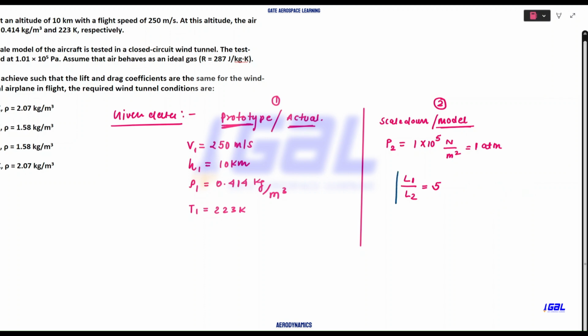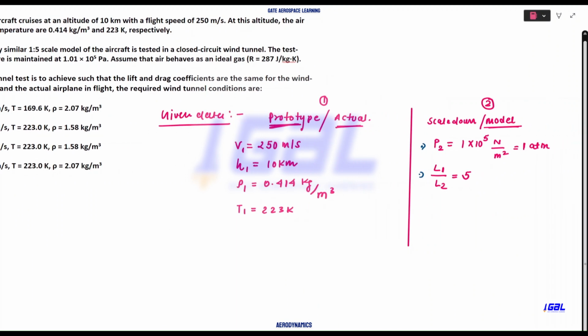So generally students make mistakes here. If you take L2 by L1 is equal to 5 and put that value in the equations, then definitely your values will be wrong. It will come out to be another value, smaller values. Okay, I hope this is also clear. So these two values are given. I hope now you understood the question properly.